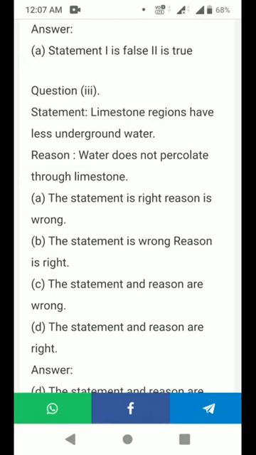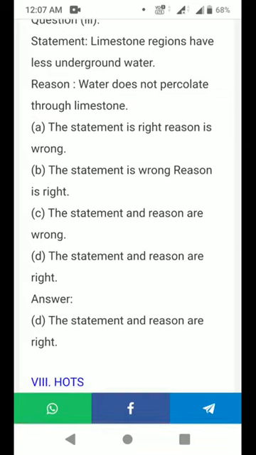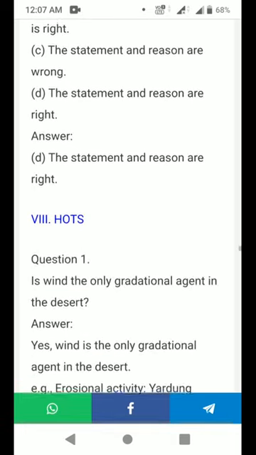Question number 3. Statement, limestone regions have less underground water. Reason, water does not percolate through limestone. So which is the correct answer? Answer option D. The statement and reason are right.